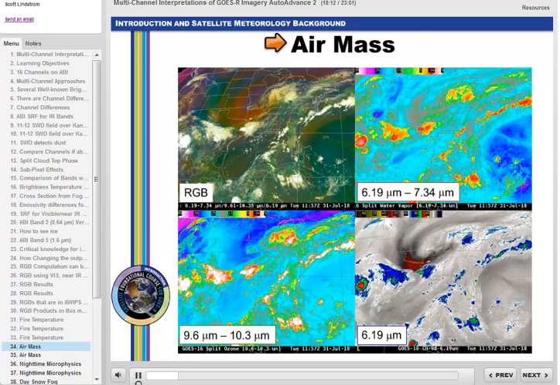The air mass RGB has a long history. It uses the split water vapor difference as its red component, the split ozone as green, and the upper level water vapor as the blue.